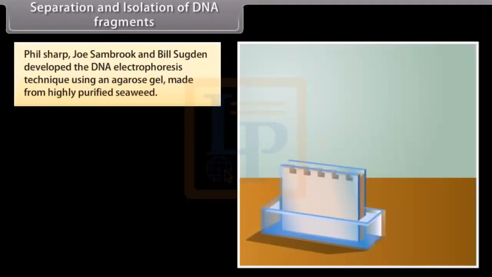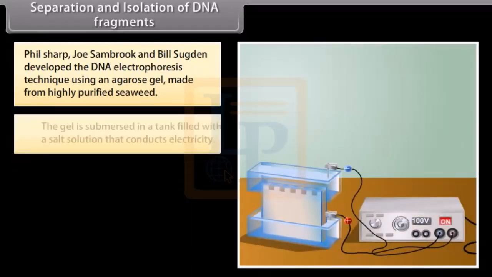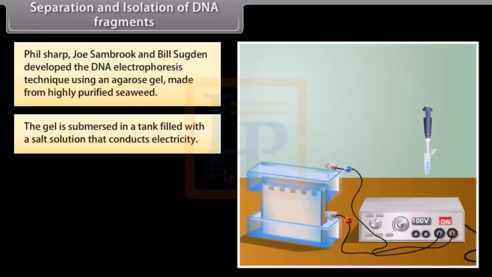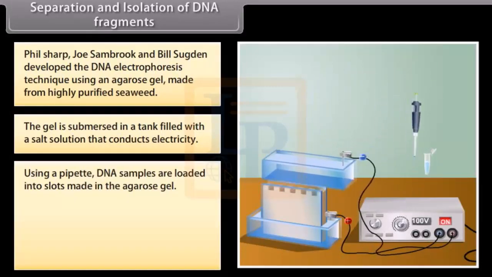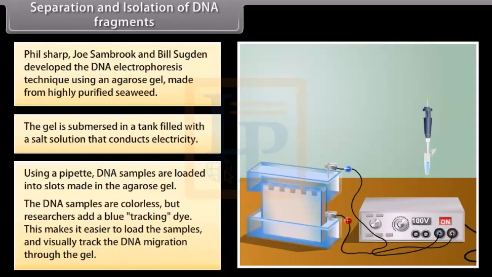Phil Sharp, Joe Sambrook and Bill Sugden developed the DNA electrophoresis technique using an agarose gel made from highly purified seaweed. The gel is submerged in a tank filled with a salt solution that conducts electricity. Using a pipette, DNA samples are loaded into slots made in the agarose gel. The DNA samples are colorless, but researchers add a blue tracking dye. This makes it easier to load the samples and visually track the DNA migration through the gel.